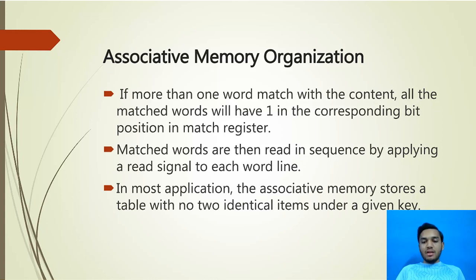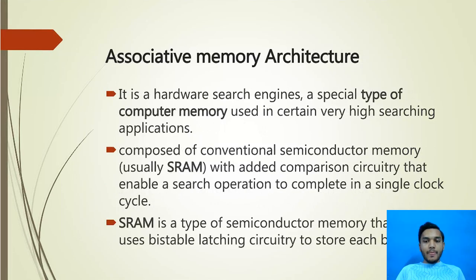In most applications, the associative memory stores a table with no two identical items under a given key. It is a hardware search engine, a special type of computer memory used in certain very high-speed searching applications, composed of semiconductor memories with added comparison circuitry that enables a search operation to complete in a single clock cycle. SRAM is a type of semiconductor memory that uses bistable latching circuitry to store bits.